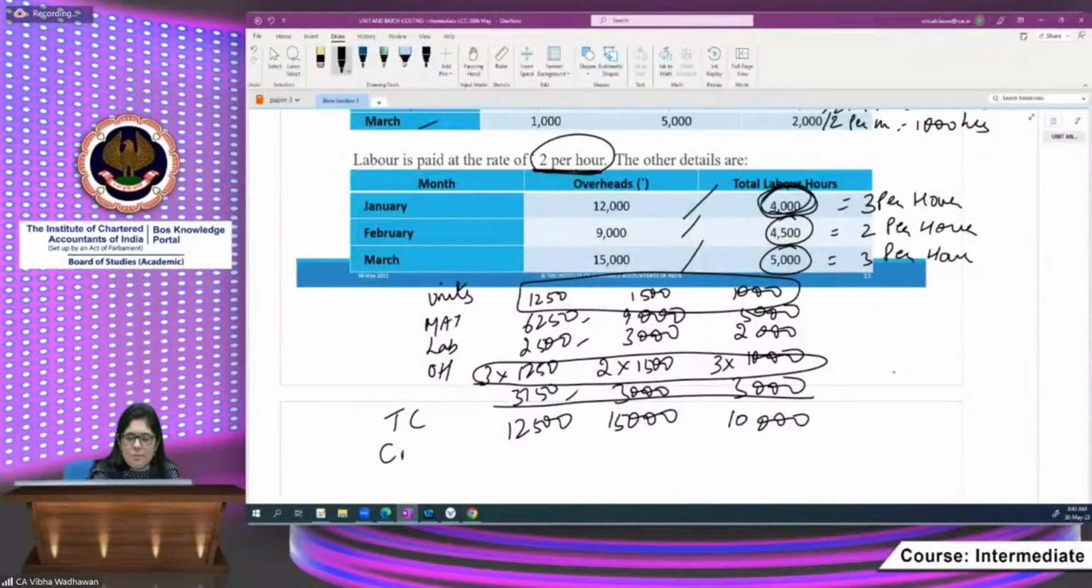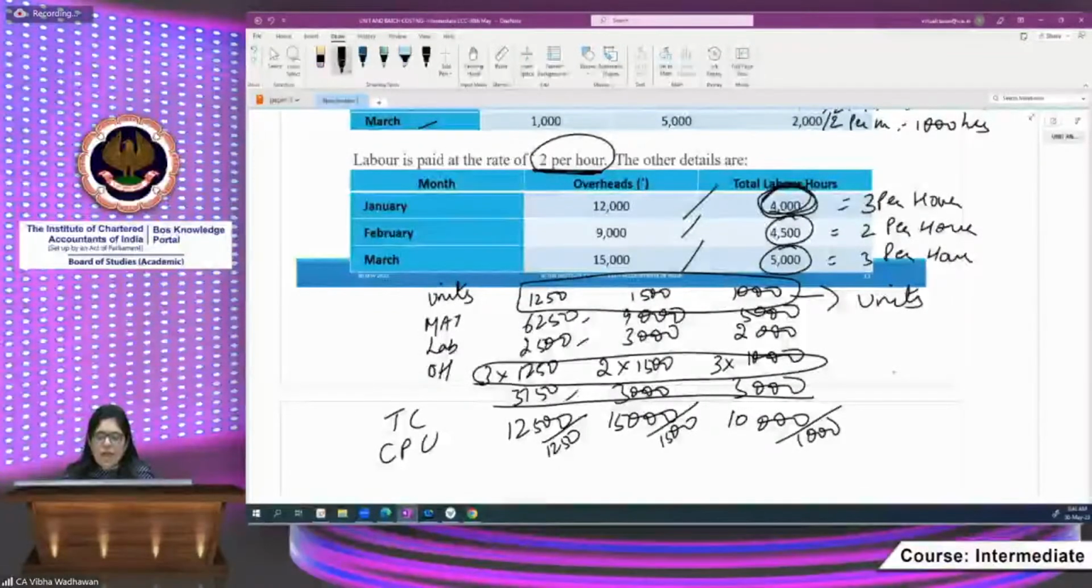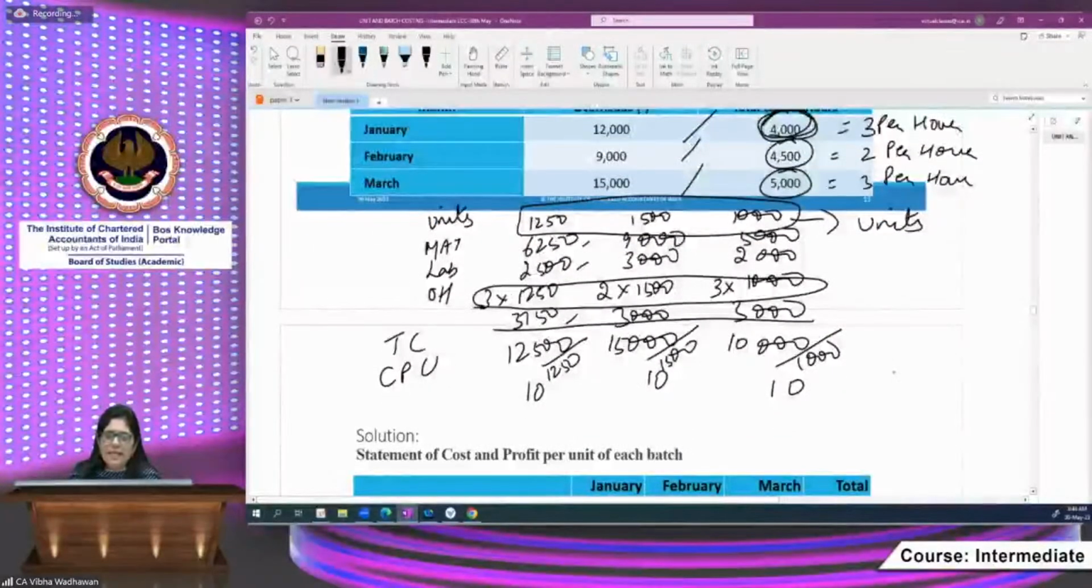Now cost per unit. You have the units. 12,500 divided by 1250. 15,000 divided by 1,500. 10,000 divided by 1,000. These are the units. Clear? Total cost we have calculated. Total units we have. So we have the cost per unit 10, 10 and 10. Cost per unit for all the 3 months coming to 10, 10 and 10.